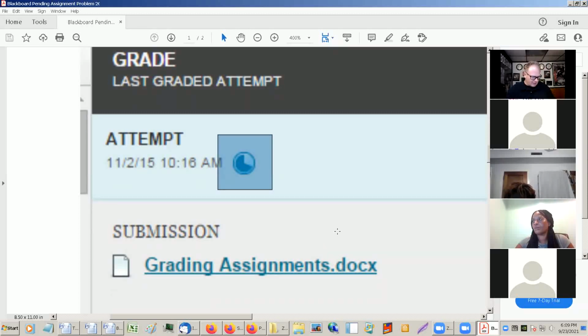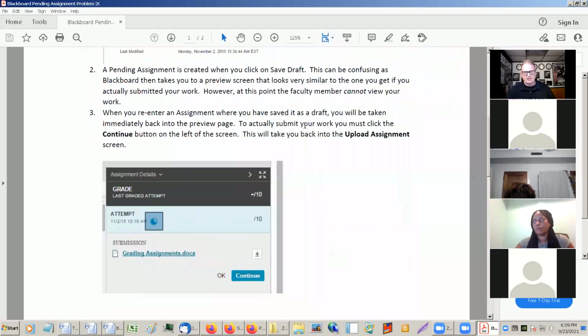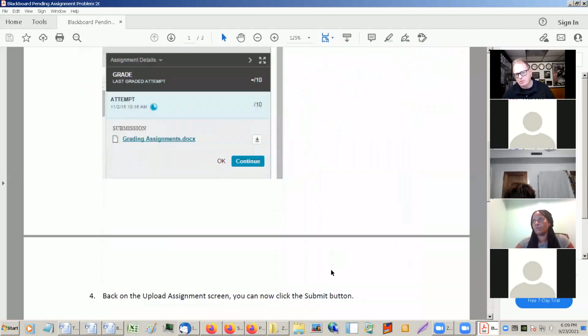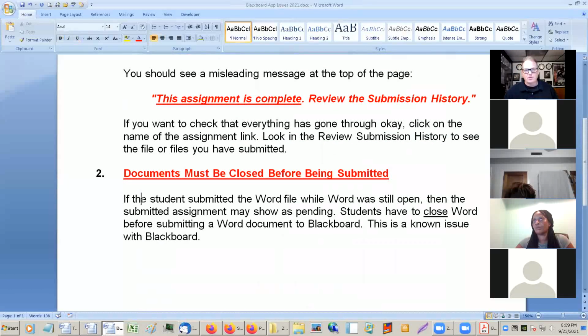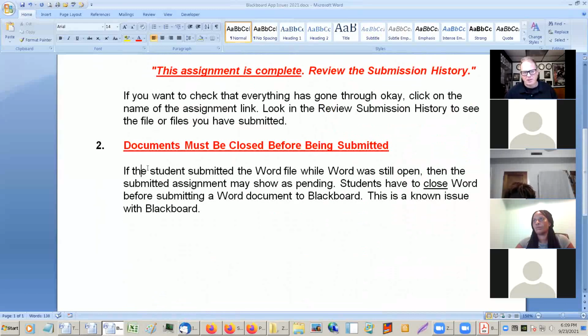So be careful on that. And I think this is the one that hangs up most people: the document must be closed. I don't think as many people hit the save as a draft thing, but the document. So is it confusing? Yeah, I agree. I wish it wasn't like that.